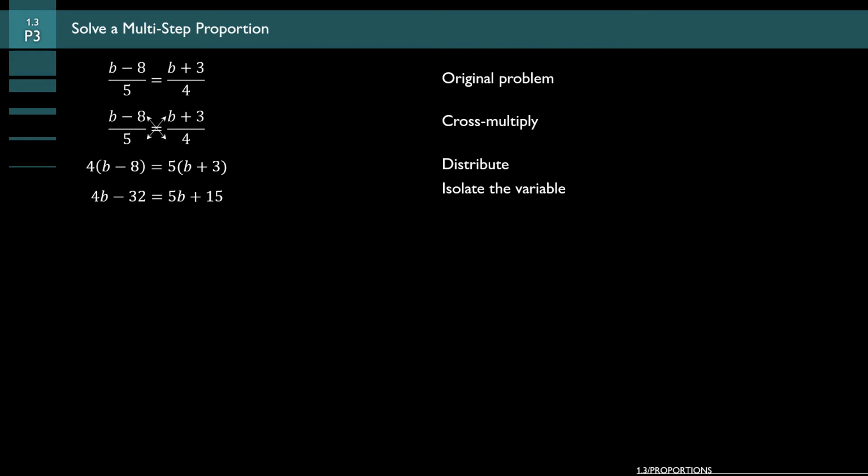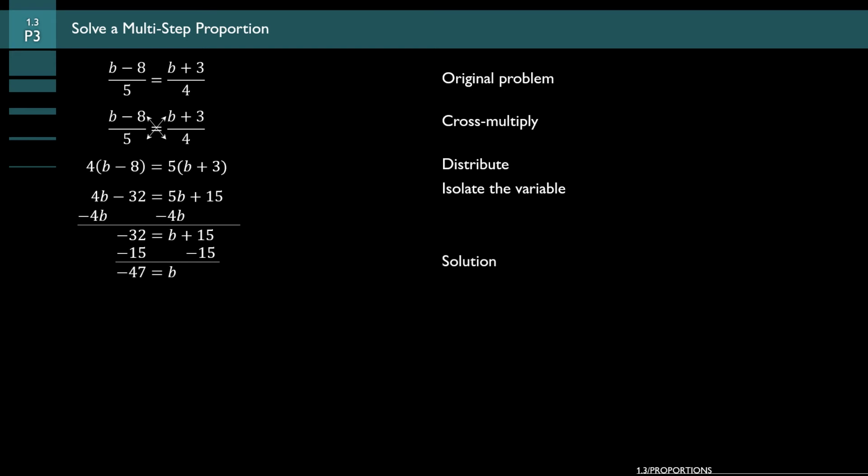Those are set equal to each other, and again, we're looking for the smaller coefficient, which is 4, so we're going to subtract 4b from both sides. When we subtract 4b, we're left with negative 32 equals b plus 15. We need to isolate the b on the right side, so since 15 is being added, we need to subtract 15 from both sides. Negative 32 minus 15 gives us negative 47, and that is the value of b.